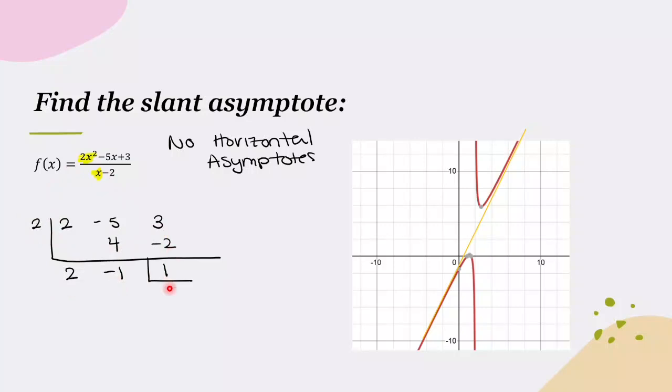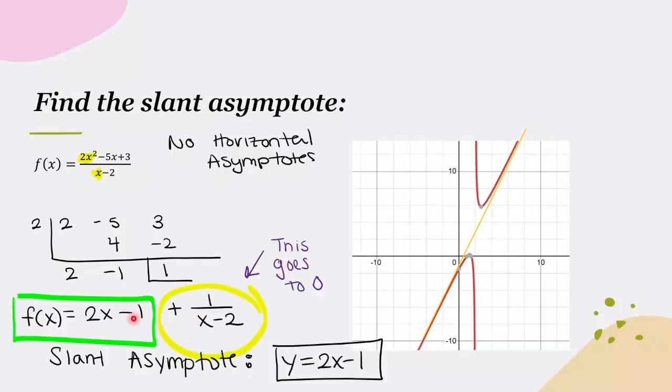Add, I get 1. So what this division is telling me is that I can rewrite this function as 2x minus 1 plus my remainder, which was 1, divided by x minus 2. So this rational function that we started with is equal to the line 2x minus 1 plus 1 over x minus 2.